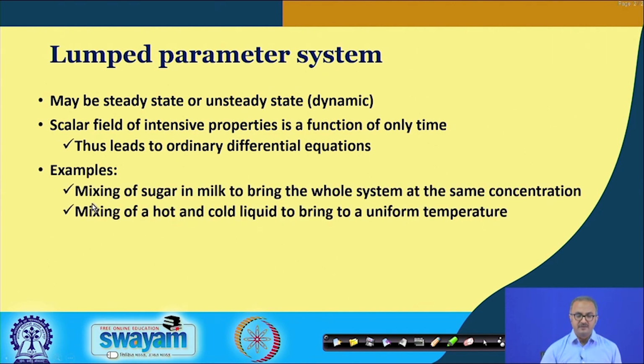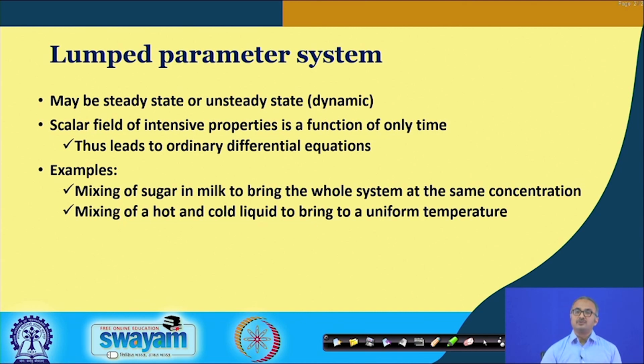An example is this: when we mix sugar in milk to bring the whole system to the same concentration, that is, it becomes a homogeneous mixture. What it means is that there is no concentration gradient, that is, we will not see any variation of sweetness of the milk at different locations. And then on the energy side, if we are mixing a hot and a cold liquid, we find that ultimately they will come to some uniform temperature.